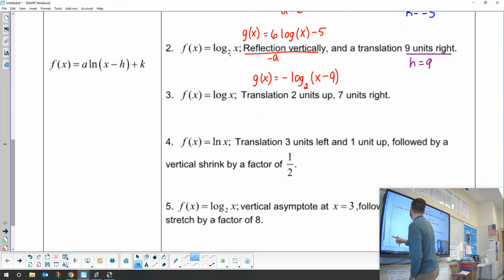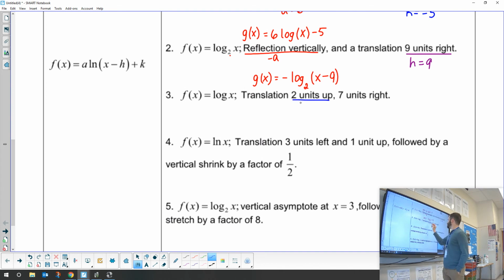All right, what about number 3 here? Number 3, we have log of x. We have a translation of 2 units up, so that means my k is 2, and 7 units right. So that means that we're going to have an h of 7. So we can write my equation. We don't have to write a base on this one. It's just log base 10, just standard log. And so we're just going to go g of x equals no a, so we're just going to go log of x minus my h plus my k on the outside, which is 2.